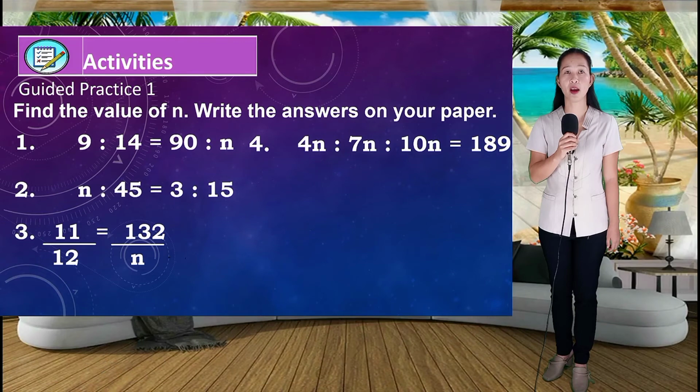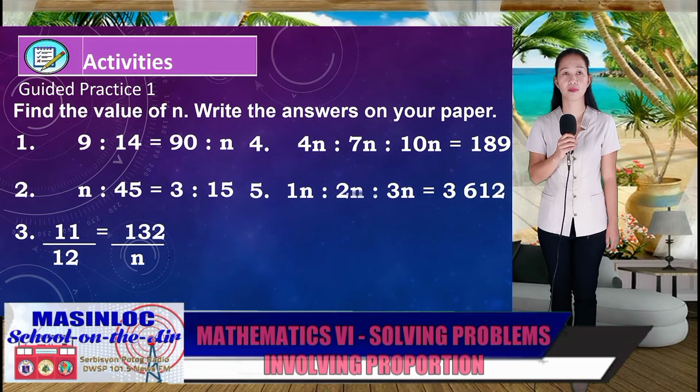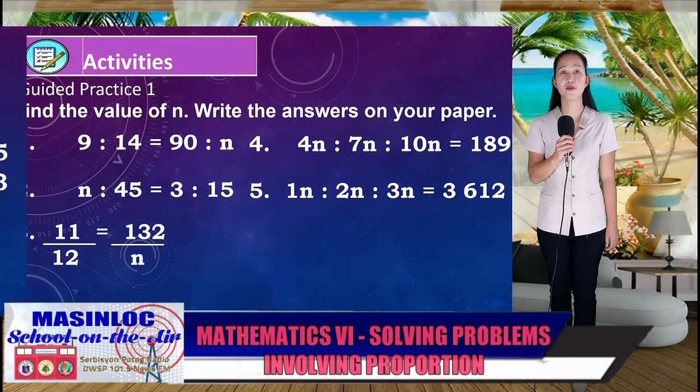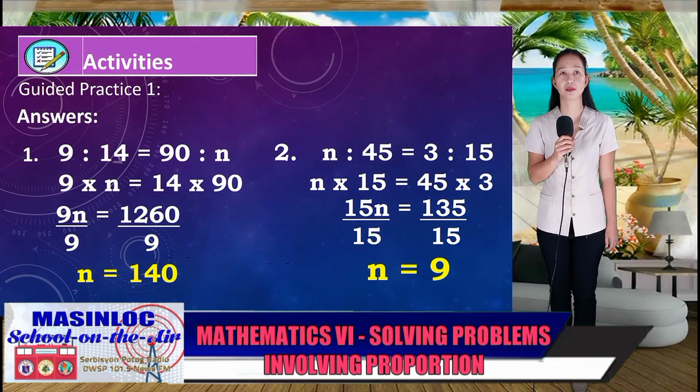4n:7n:10n equals 189. Number 5. 1n:2n:3n equals 3,612. Let us see if your answers are correct.